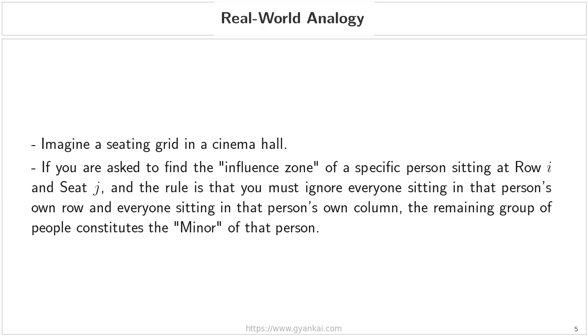Now, let's apply a specific rule. To find this zone, you must completely ignore everyone sitting in that person's own row, and you must also ignore everyone sitting in that person's own column. The group of people left sitting in the remaining seats, those who were not part of that person's row or column, would constitute the minor of that person.